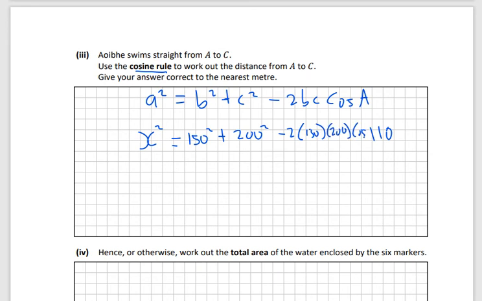So it wasn't a bad cosine rule question. Then you can just put all of that into the calculator. So everything on the right hand side we're putting into the calculator. 83021.2086 approximately. That's what x squared is, and then x will be the square root of all that. So you'll get 288 in the end.